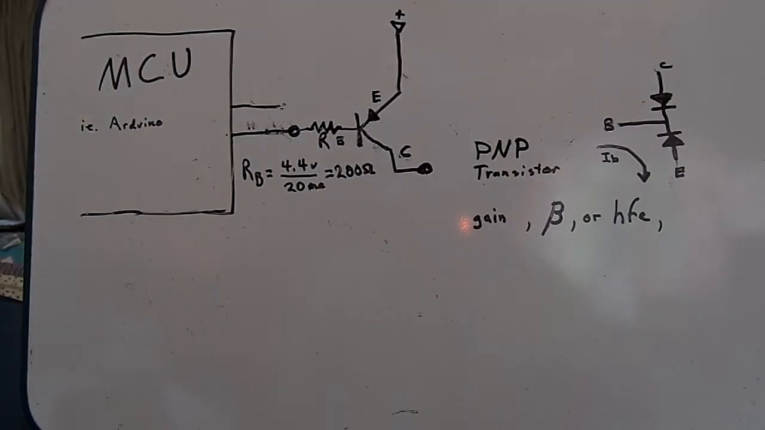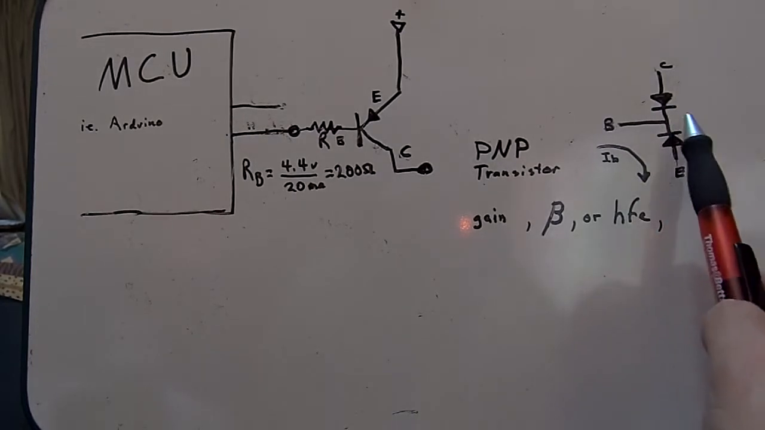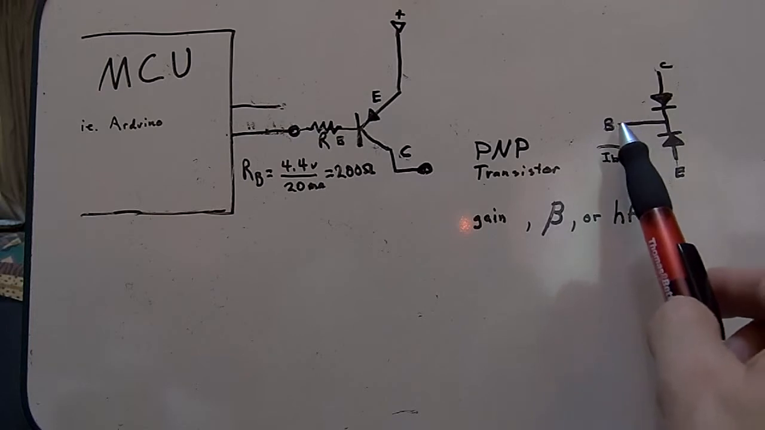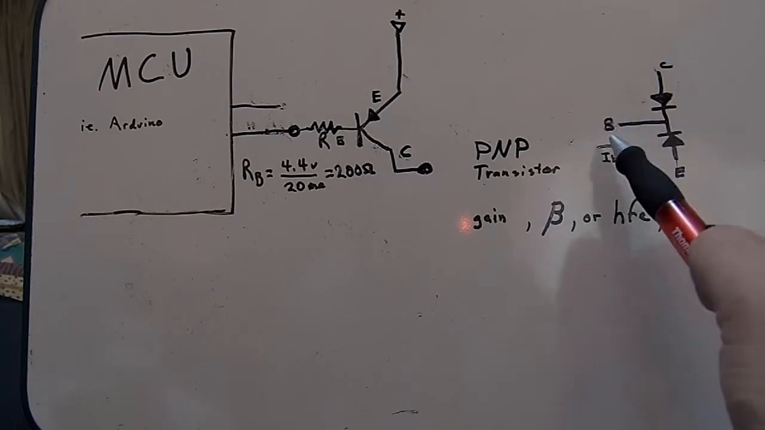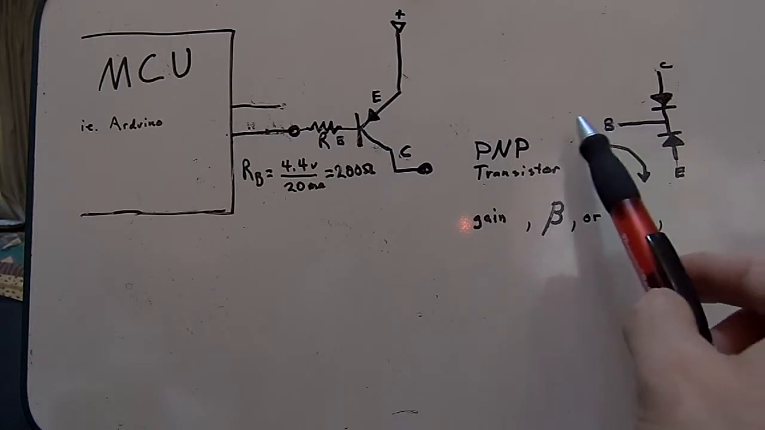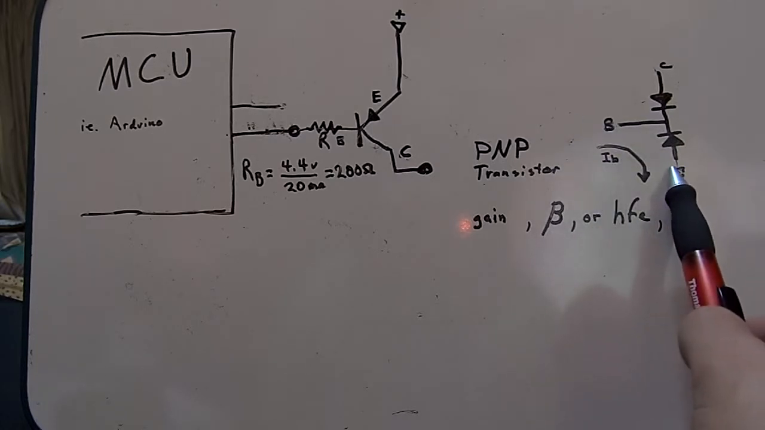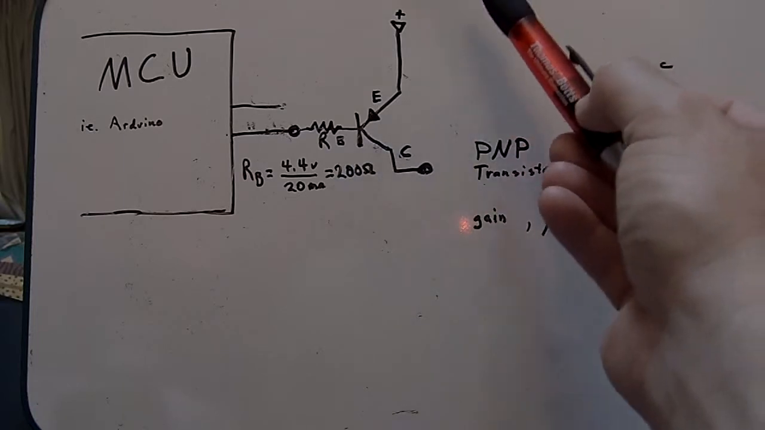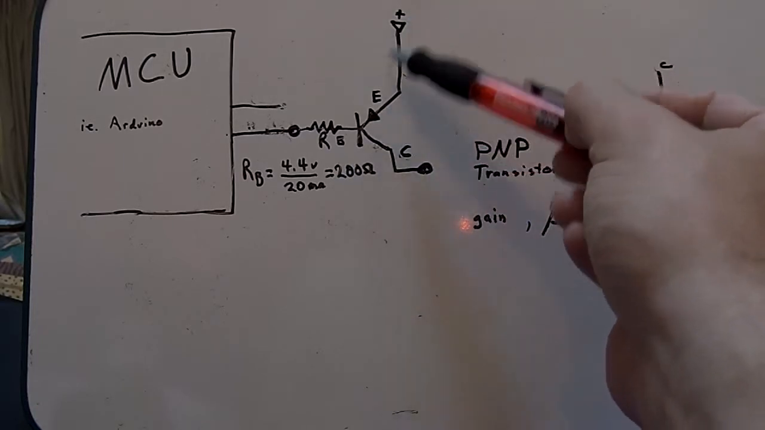Here's an example with a PNP transistor. A PNP can also be drawn like 2 diodes, just the opposite way though. You can test it with an ohm meter just like you test 2 diodes that were wired this way. And again, a small current from base to emitter allows for a large current from collector to emitter. In this situation, I've hooked the emitter to the positive.